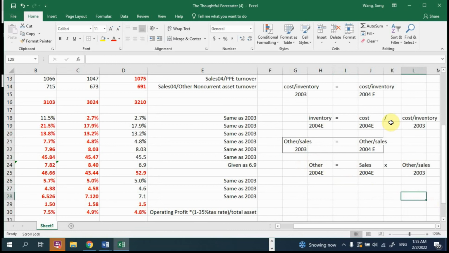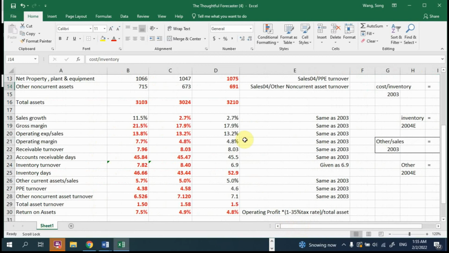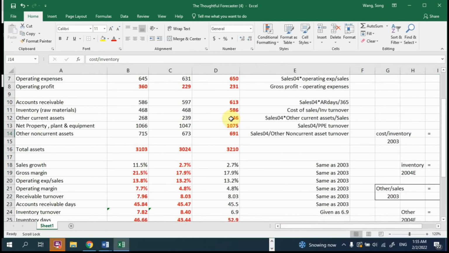Here the inventory we are trying to forecast is the denominator of the ratio, and other current assets is the numerator of the ratio. So that's why we're using the related item and either divide or multiply by the same ratio of last year. That's just some math proof. So where were we?